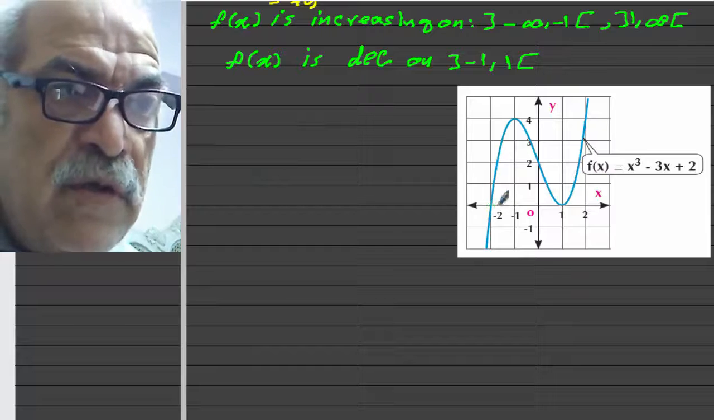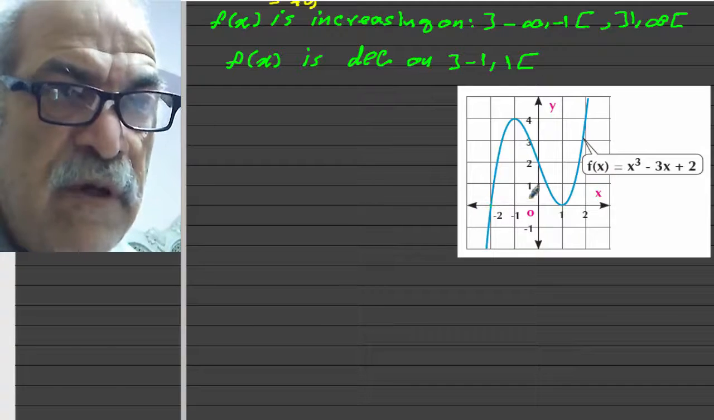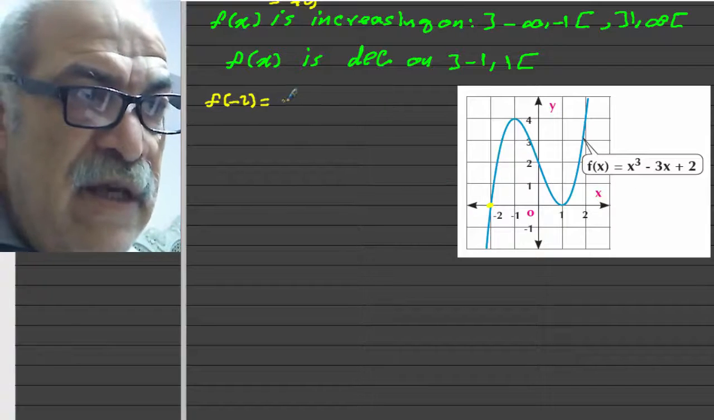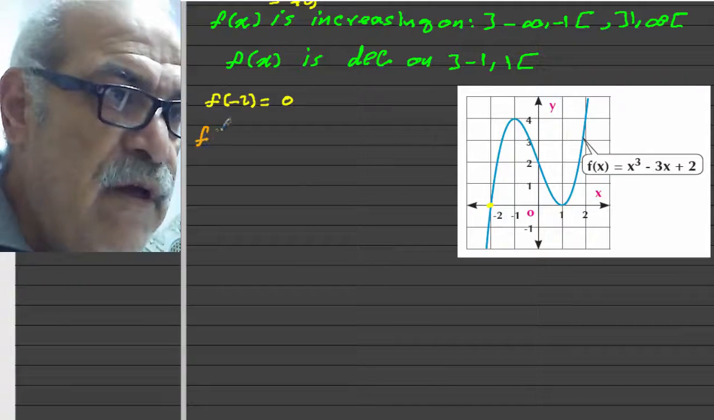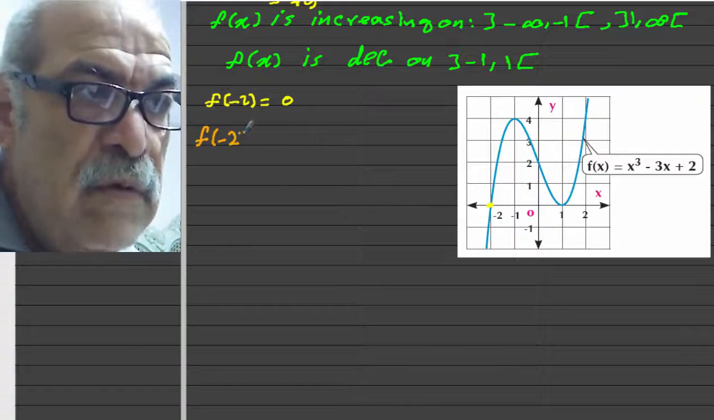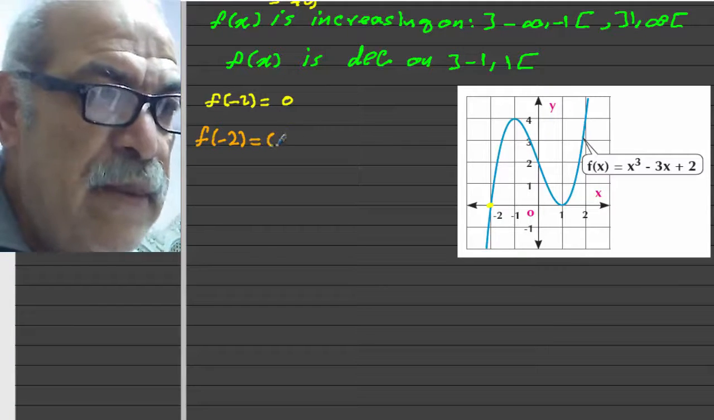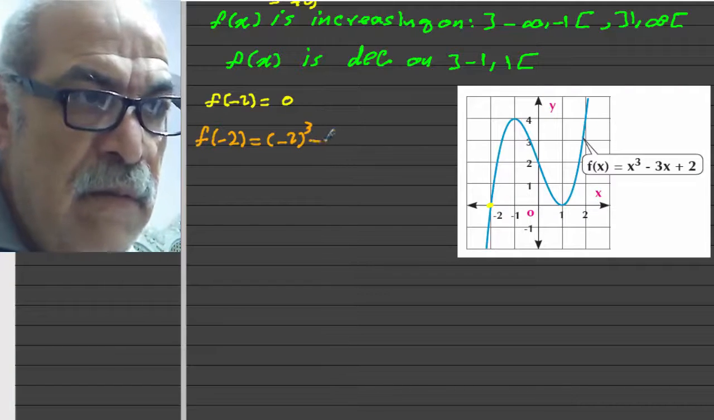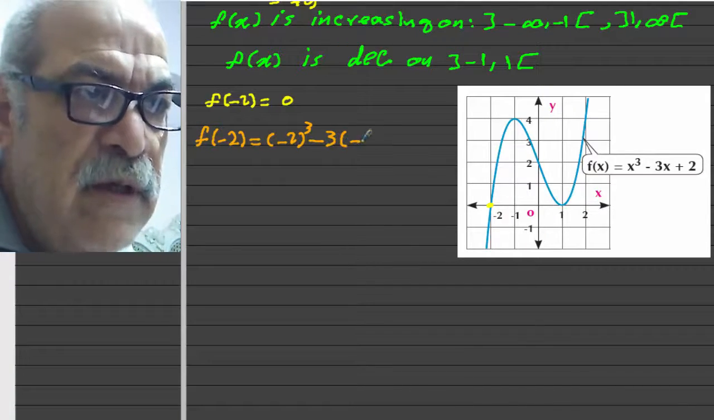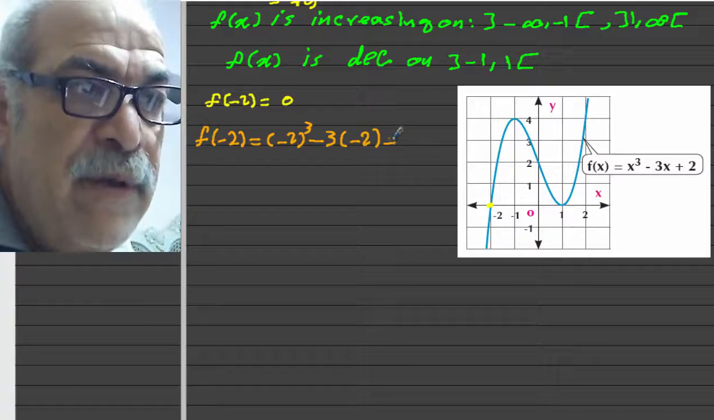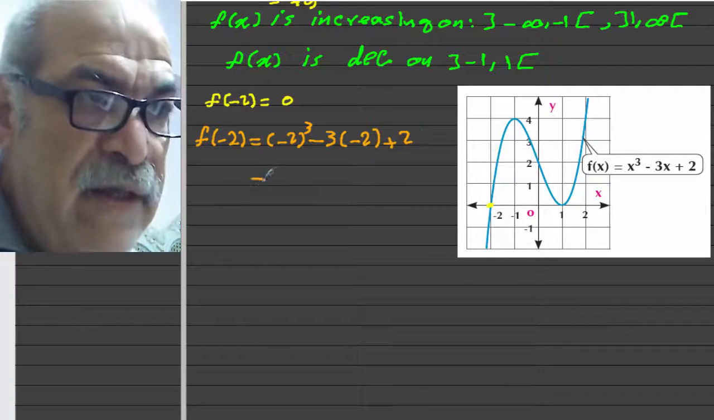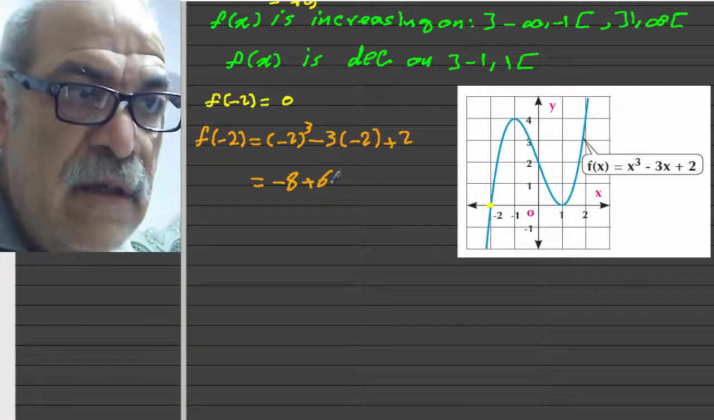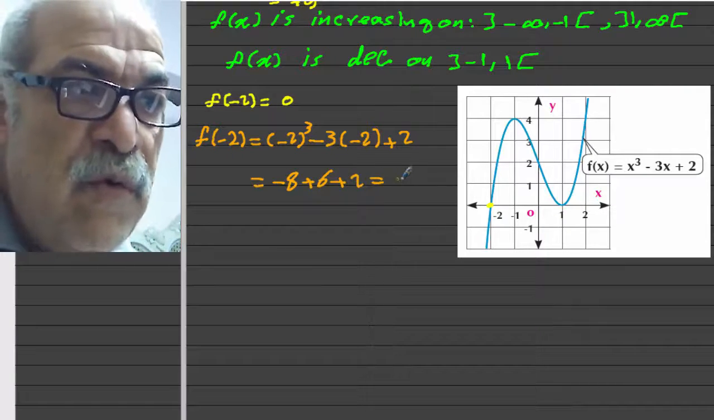When I substitute x equals -2 here, f of -2 equals 0. F of -2 equals -2 power 3 minus 3 multiply -2 plus 2, and it is equal to -8 plus 6 plus 2, which equals 0.